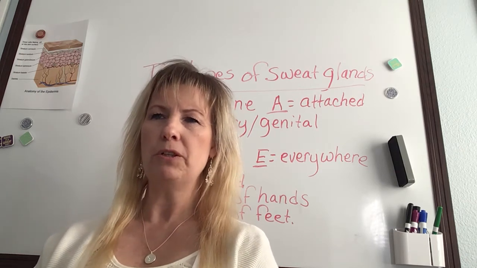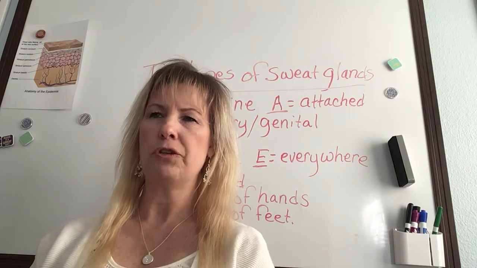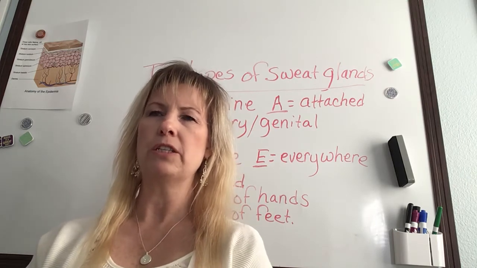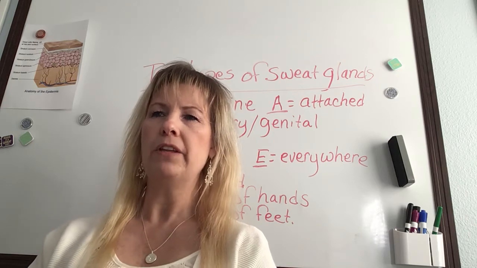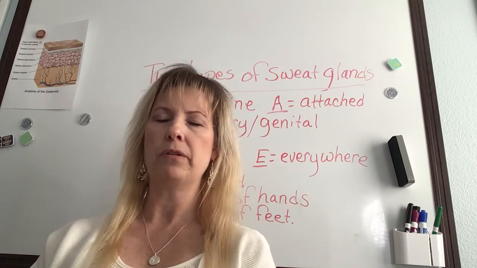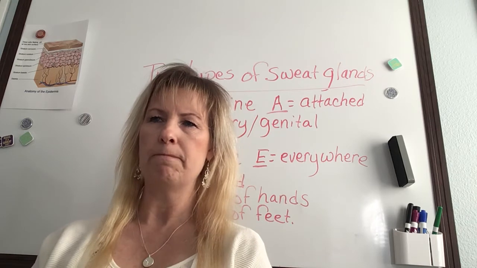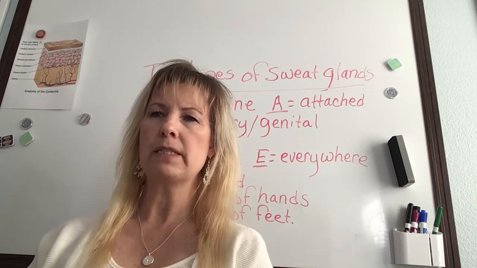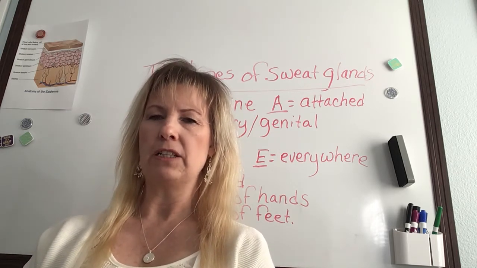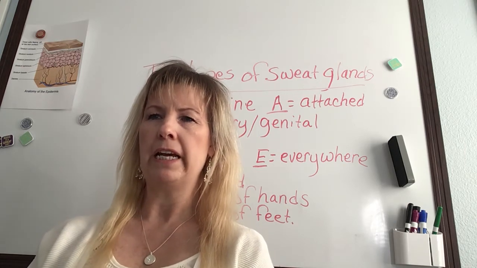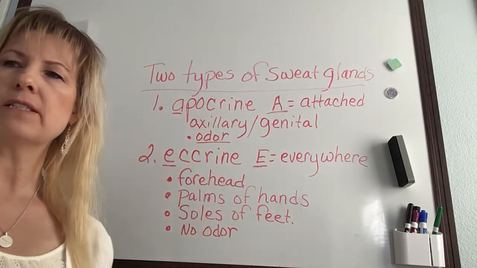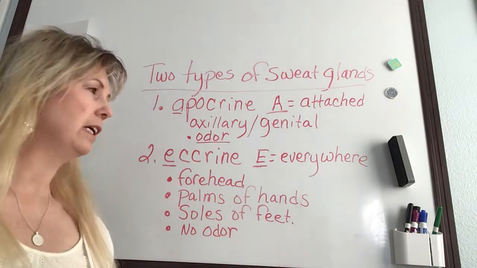Normally, 1 to 2 pints of fluid containing trace amounts of minerals such as sodium, potassium, and magnesium are eliminated daily through the sweat pores in our skin. Now, there are two types of sweat glands that you need to know, and that is apocrine and eccrine. Okay, so we're going to look at these.